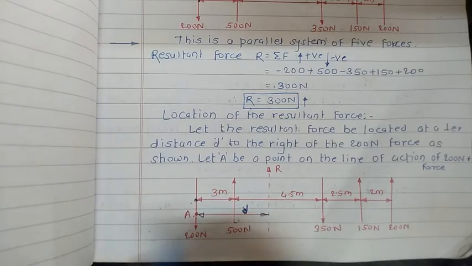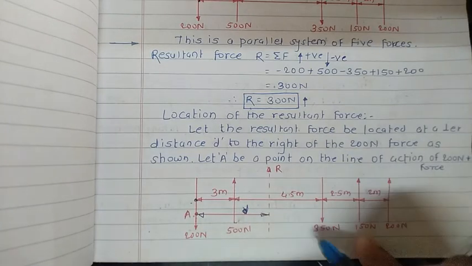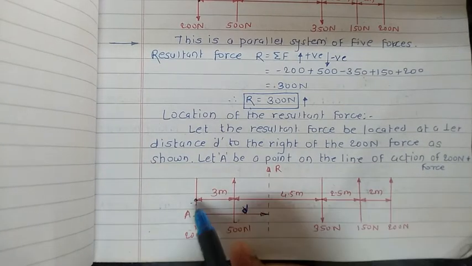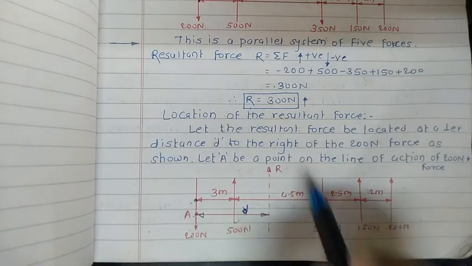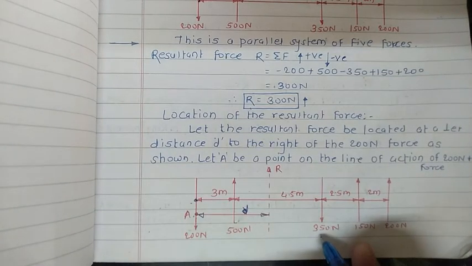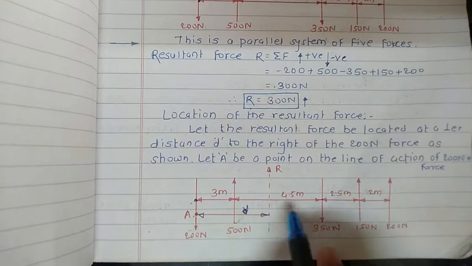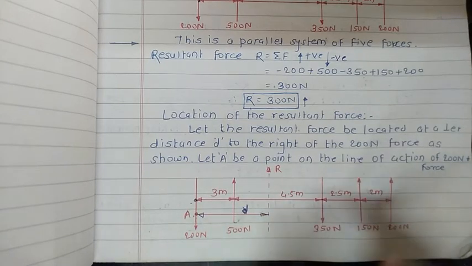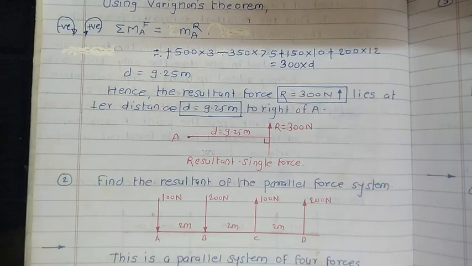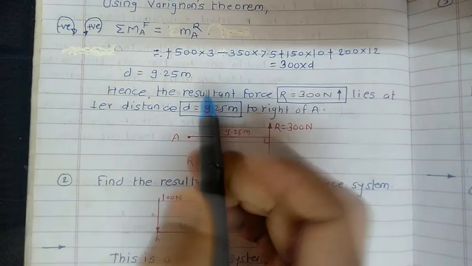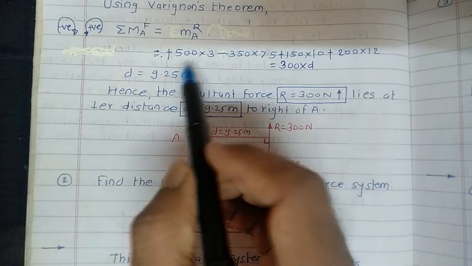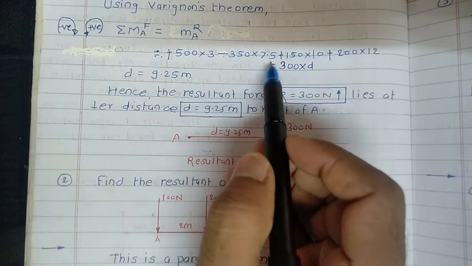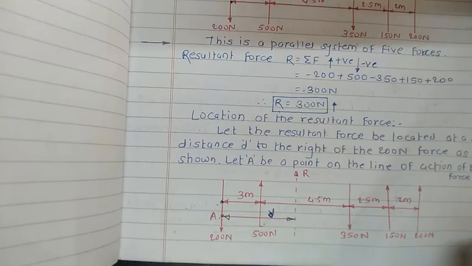After this, if you see the next force, whose magnitude is 350 N, the tendency of this force to turn about this point is in clockwise direction. For clockwise you need to consider the negative sign. So 350 multiplied by a distance of 3 plus 4.5, that is 7.5. Now see how this is written here. In this way we can write the moment: 500 multiplied by 3, minus 350 multiplied by 7.5. Similar is the case with the remaining forces.